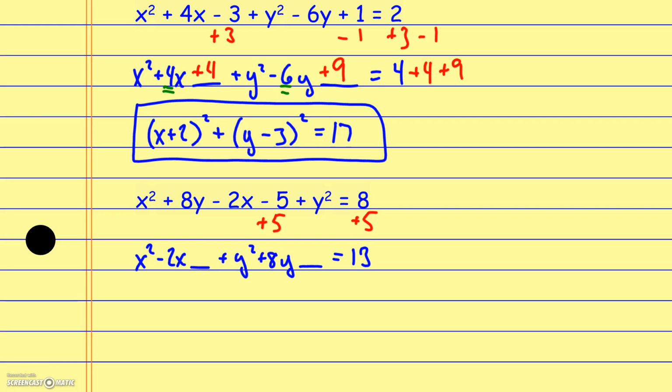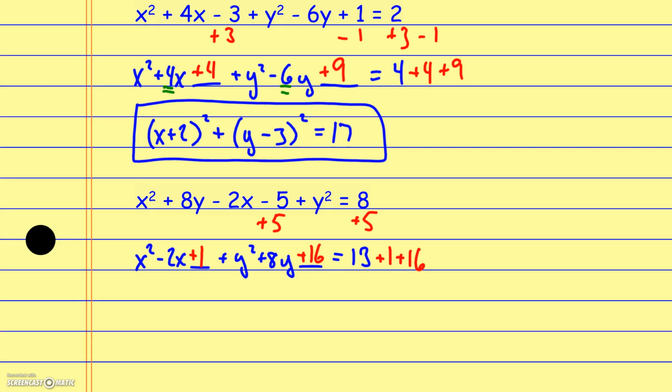And now I do b divided by 2 and square it, here it gives me a 1. B divided by 2 and square it, here it gives me a 16. Just remember, whatever I do to one side, I have to do the other side. I added 1 to the first side, I got to add 1 to the other side. I added 16 to the first side, I have to add 16 to the other side.